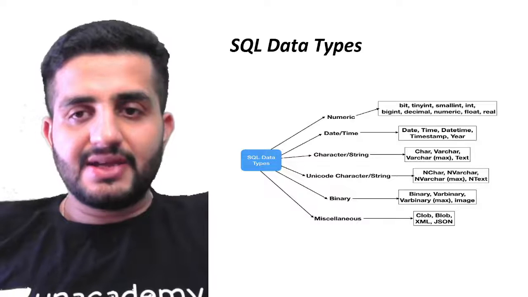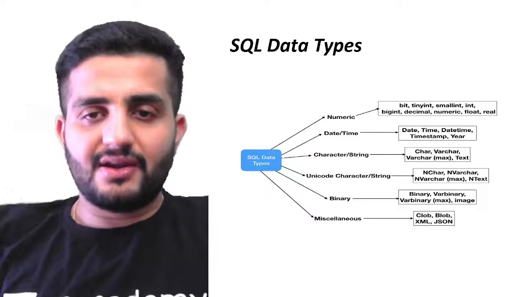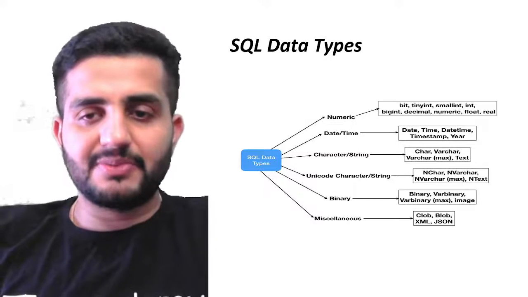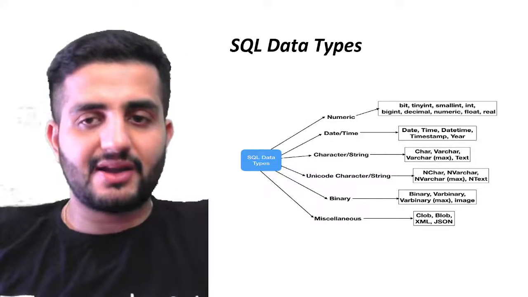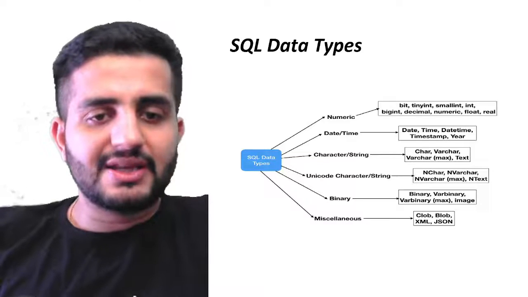With date time, guys, we have date time and all that. For character, we have char and varchar. For binary, we have other types. Miscellaneous, we have clob, blob. So basically character large object, binary large object, XML, JSON and all that. So multiple things which you can have.